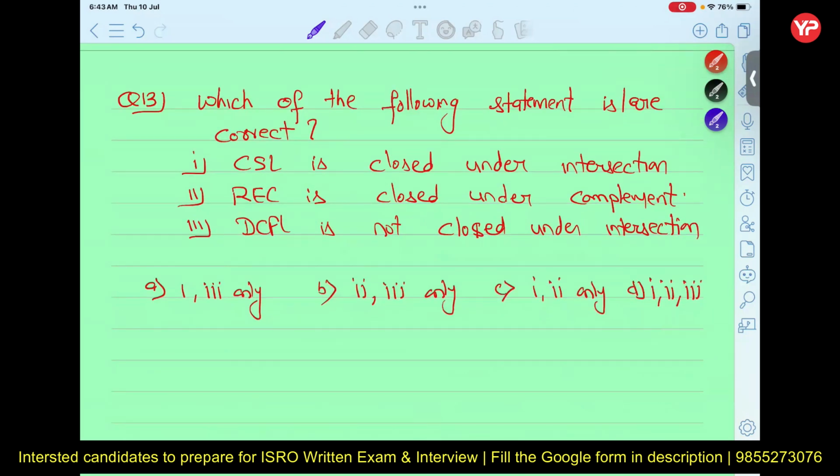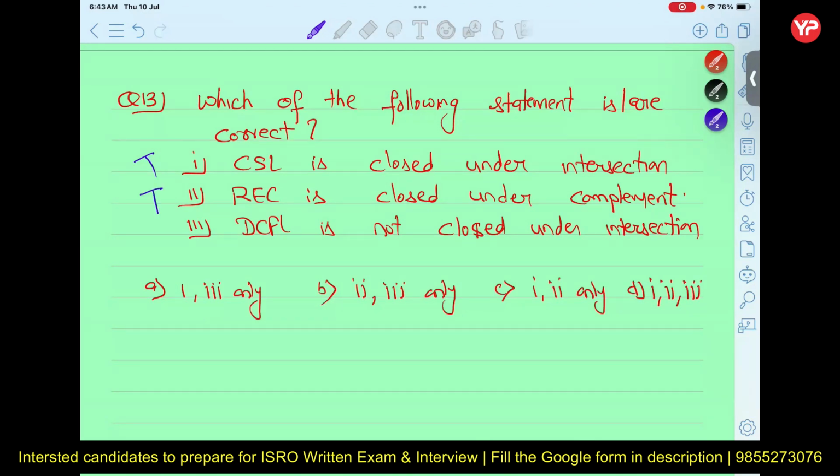Which of the following statements is or are correct? CSL is closed under intersection. Context sensitive language. Again, a question related to the closure property. Is CSL closed under intersection? Yes. That's why it is true. REC, that is recursive, Turing decidable, is closed under complement. REC is close to each and every standard operation.